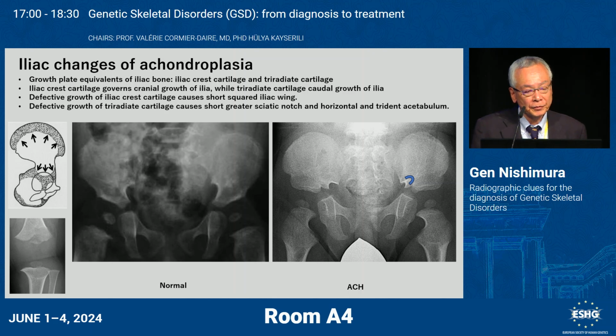Defect of iliac crest causes short squared iliac wing. As compared with a normal child, you can see short and narrow iliac wing. Defective growth of the triradiate cartilage causes short greater sciatic notch like that. This is normal greater sciatic notch. And horizontal acetabulum like that, and trident acetabulum.